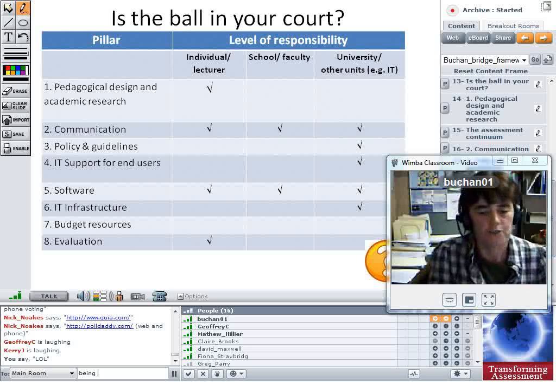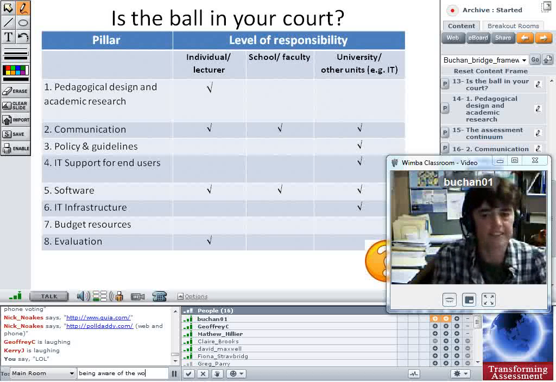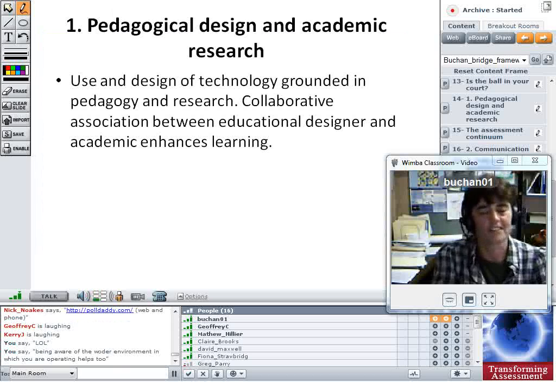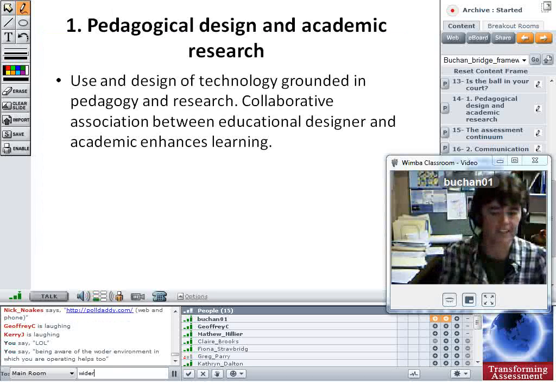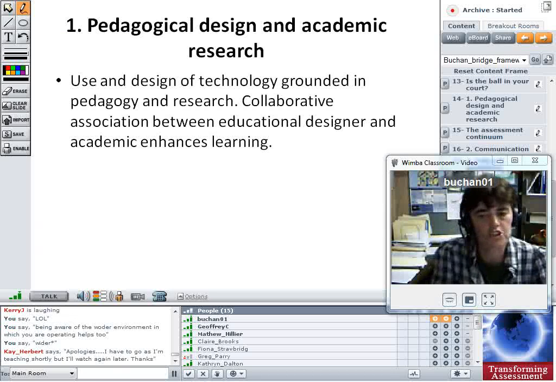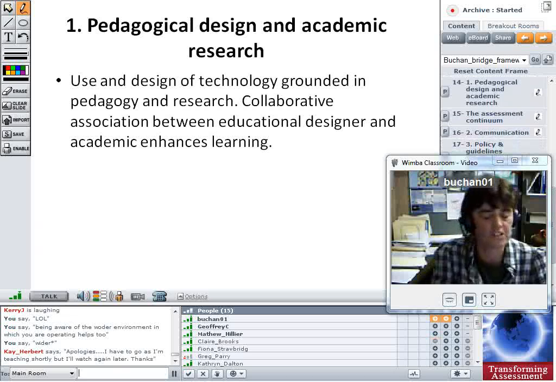So from your own area, just think about your level of responsibility and where you sit, and then think, well, who would I actually ask if I needed to find out if we had particular guidelines and so on. So the pedagogical design and academic research, very briefly, is just to ensure that the design of the technology itself, but also the use of the technology, is grounded in pedagogy and research.